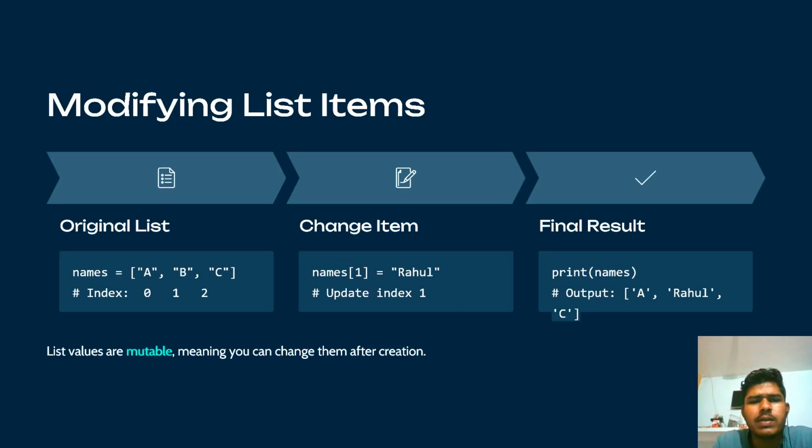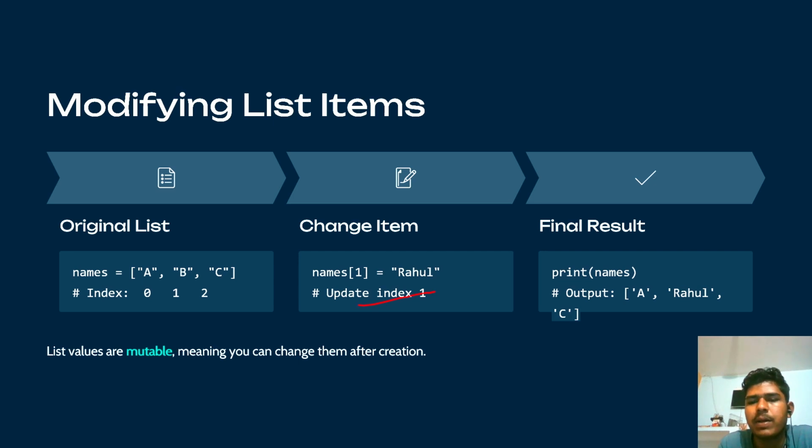So modifying list items. The first one is the original list. Names is equal to A, comma B, comma C. Index is equal to 0, 1, 2. As you remember, I told you in the last slide, the indexing means 0, 1, 2, the place value. And the second one is change item. Names 1 is equal to Rahul. So update index 1.